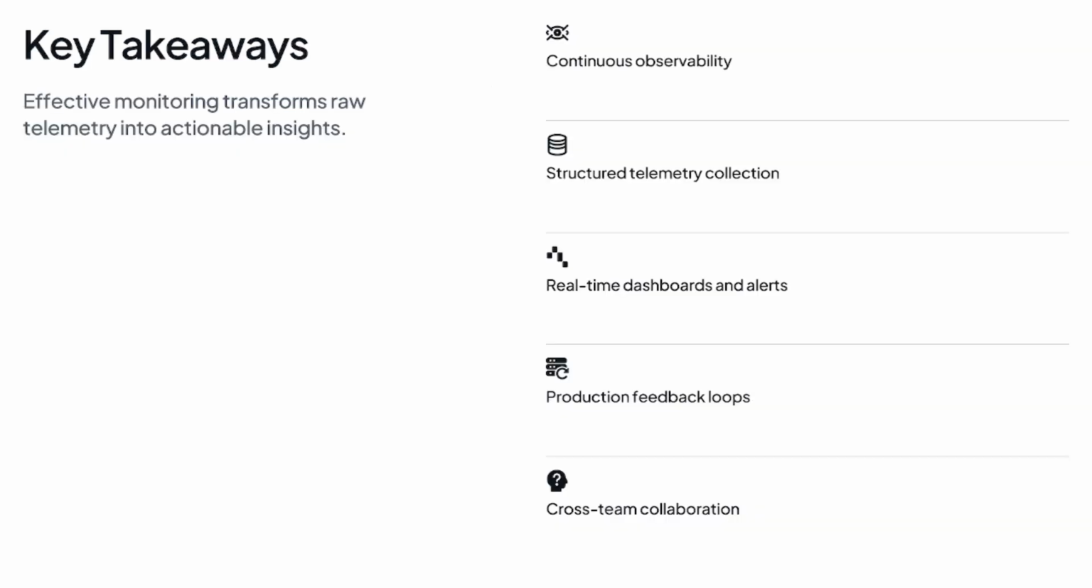Key takeaway: effective monitoring transforms raw telemetry into actionable insights. Always make sure you implement continuous observability, structured telemetry collection, and real-time dashboards and alerts. You can use Power BI for real-time dashboards, or Grafana as well. Production feedback loops must be ensured, and cross-team collaboration is very, very important and must be set up.